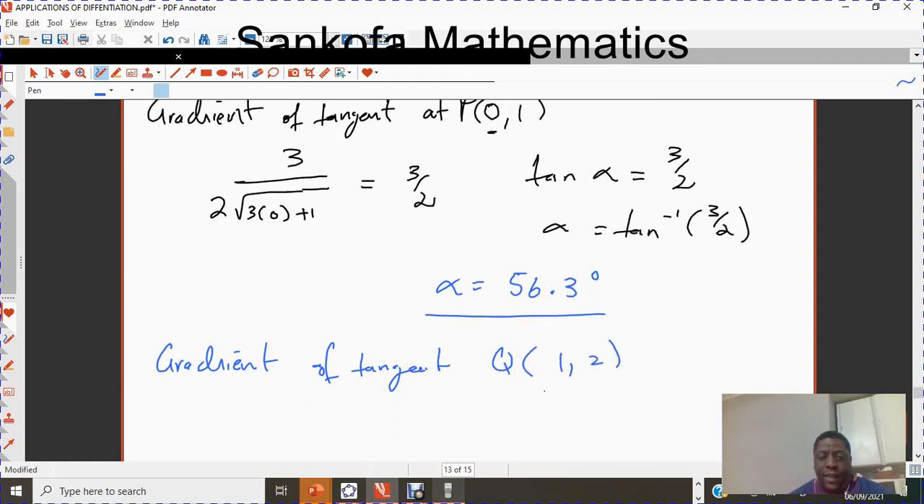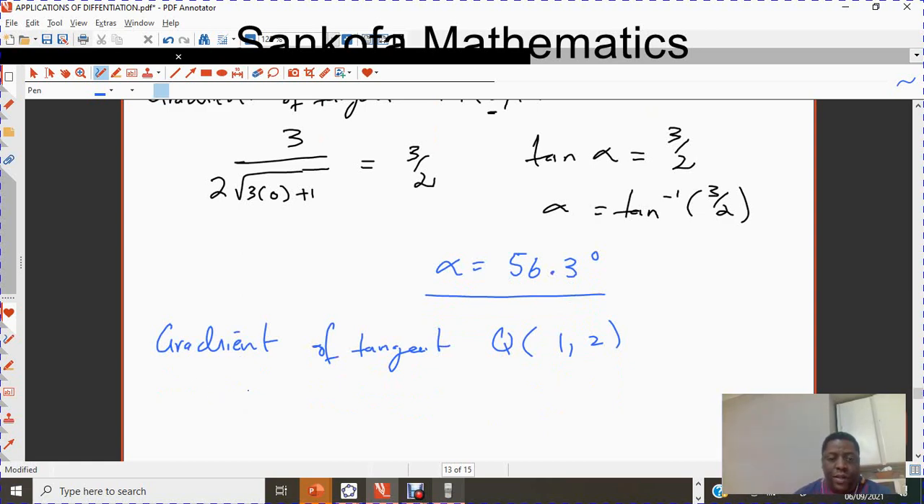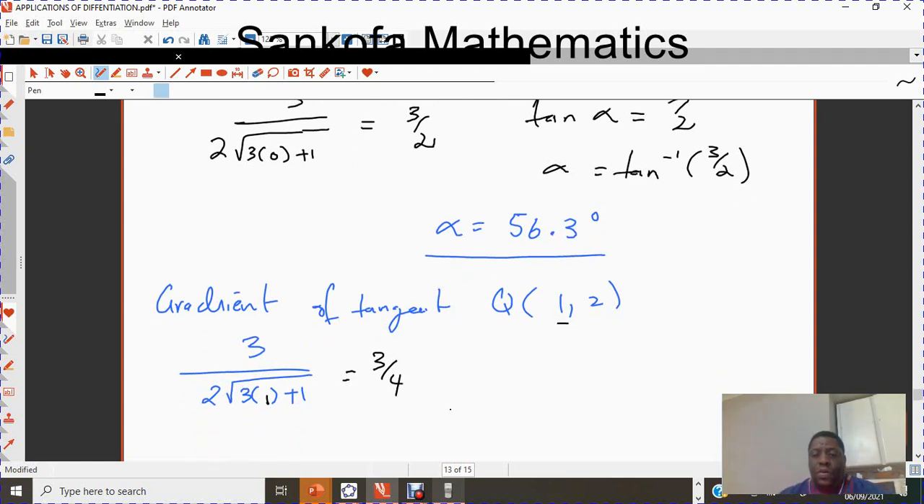So substituting that into our gradient formula, that's 3, where we know that here the value of x is 1. If you substitute that in, you get 3 over 2 times the square root of 4, that's 2, so that will be 3 over 4. Okay, so again, tangent of that angle is 3 over 4, so that angle will be the inverse tangent of 3 over 4.